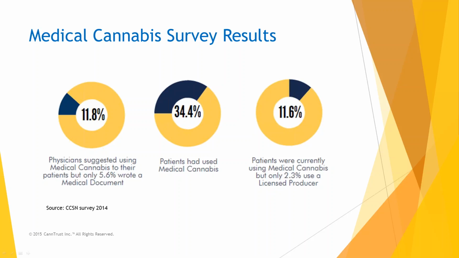And 34% of the patients that responded to the survey said that they have used cannabis in the past, and 11.6% of the patients were currently using cannabis. The other important data in here is that out of that 11.6%, only a fraction were using licensed producers, so they were using cannabis from other sources. And as I explained, the processes and the quality of the product produced by licensed producers is going to give you the importance of how critical it is to have a reliable source for the medication, so that you get the same quality product and consistency of the product when the patient is using it for medicinal purposes. Next slide.